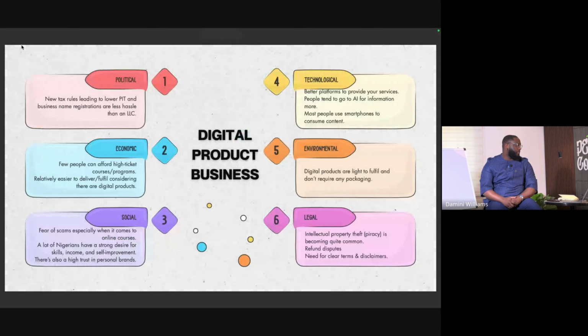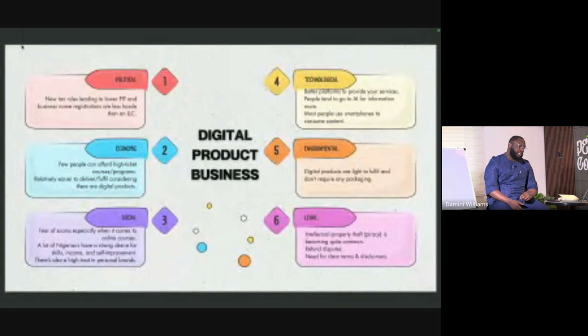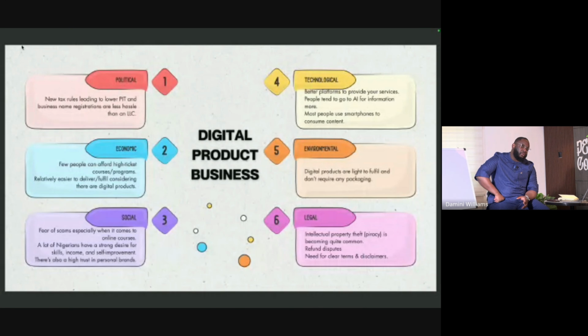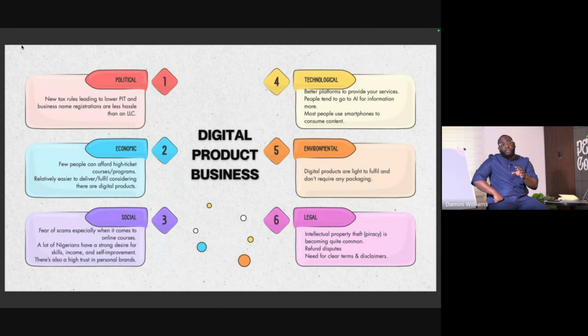So here's another example of what you would use for the personal analysis. Now I'm looking at a digital product business here. So the new tax laws, if you have a business name in Nigeria, the hassle of this whole tax system or situation is actually easier for business names. It's LLCs that might find it a bit more complex. But as an LLC, ideally, you should be able to afford an accountant to do all these things for you. But this tax law can actually benefit you in your business. It's less hassle. It's easier for you to remit and things like that.